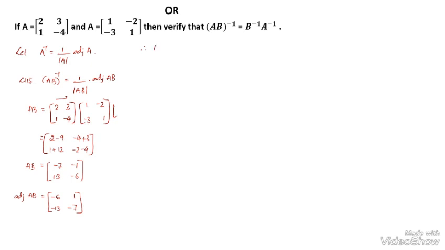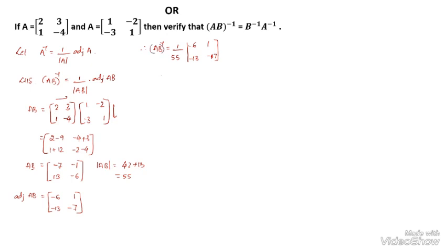Therefore, for AB inverse we want the determinant of AB. I can find 7 sixes are 42 plus 13 into 1, 13, which is 55. So 1 divided by 55 into the adjoint, that is minus 6, 1, minus 13, minus 7. This is the AB inverse.